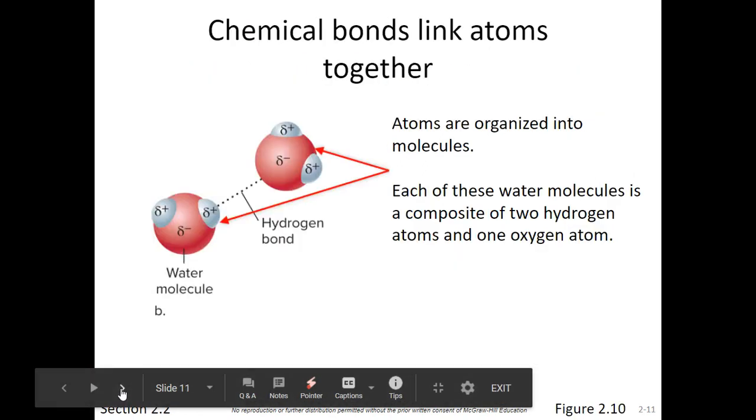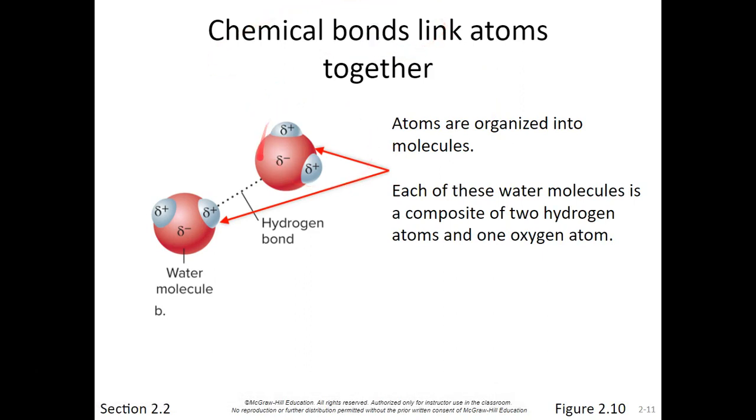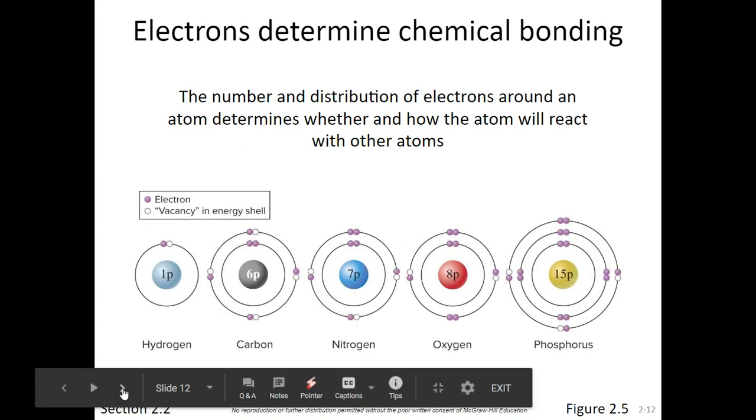Now we talked about elements, we talked about atoms. Now we have to talk about bonding. Sometimes elements have more than one atom and they are organized into molecules. So how are these molecules formed? Molecules are formed by chemical bonds. In this water molecule, H2O, you see oxygen and then two hydrogen. Each water molecule is composed of two hydrogen atoms and one oxygen atom.